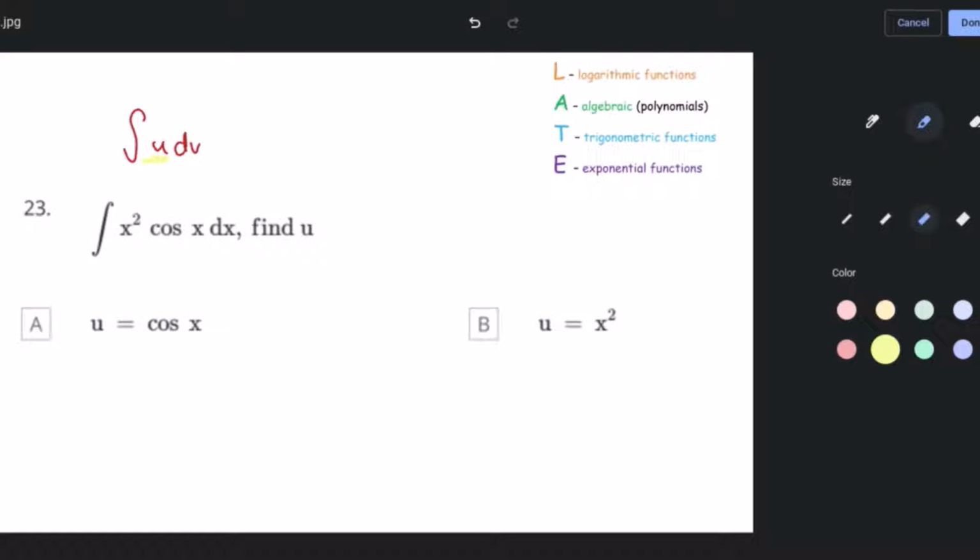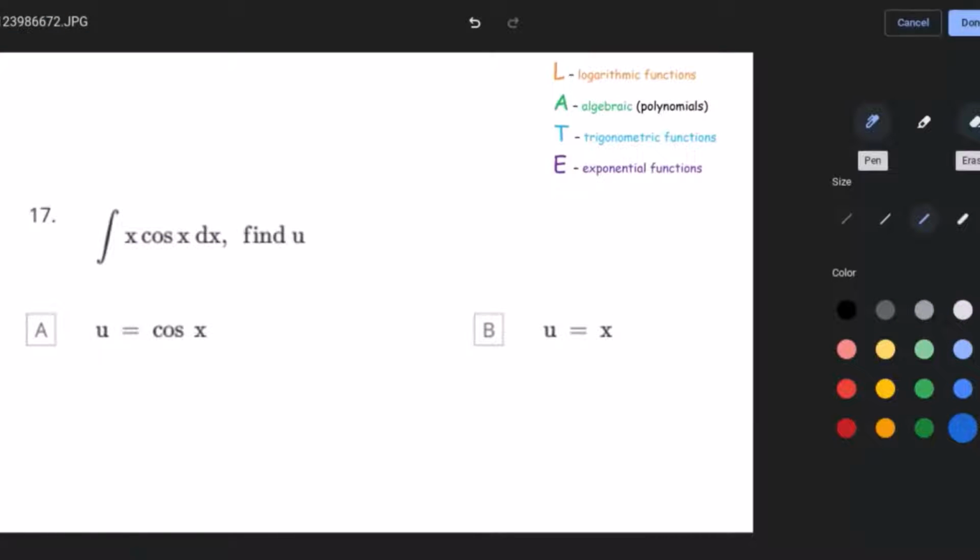First of all, we have algebraic and trigonometric functions. In the rule, algebraic comes before trigonometric functions. So basically the answer is B, which is u equals x to the power of 2, because based on the rule, the algebraic comes before trigonometric functions.